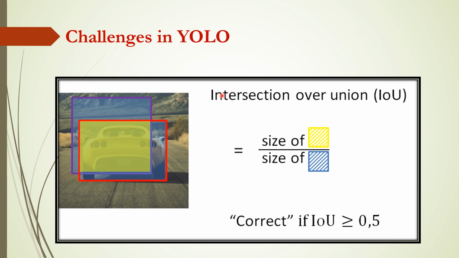Now, there must be certain challenges in YOLO. So, how do we tell if the object detection algorithm is working fine or not? The solution is intersection over union, which is calculated using the size of the yellow part and the size of the blue part, that is, area of intersection divided by area of union. If this intersection over union is greater than 0.5, we consider the algorithm is working fine, else we need to do the part again.